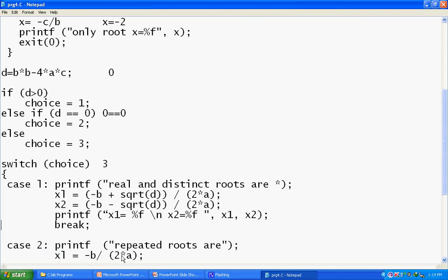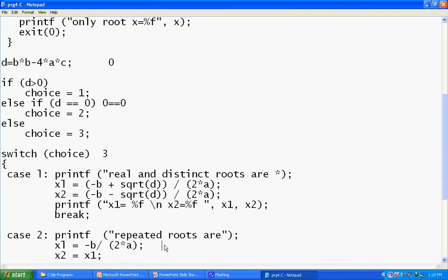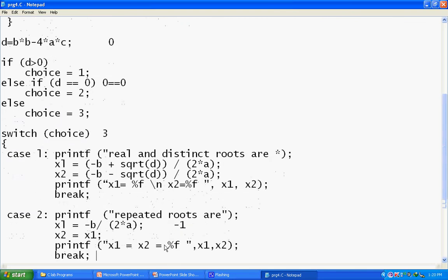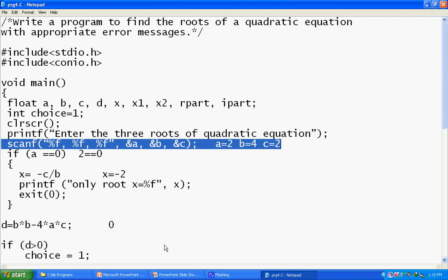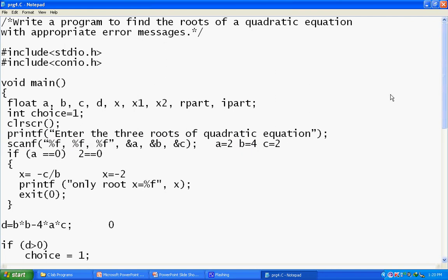As we know, the square root of 0 is 0. In the formula we will be left with minus b by 2a. Just finding the value of minus b by 2a: the value of b is 4, divided by 2 into the value of a, which is 2. 2 2s are 4, minus 4 by 4, I will get the value minus 1. So just printing the value of minus 1 in x1 and x2. In a similar way you can go for finding even the real and distinct roots based on the values of a, b and c.